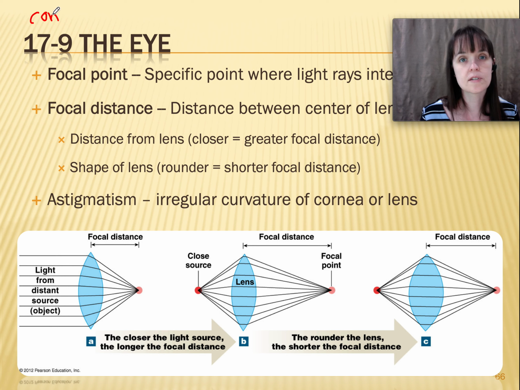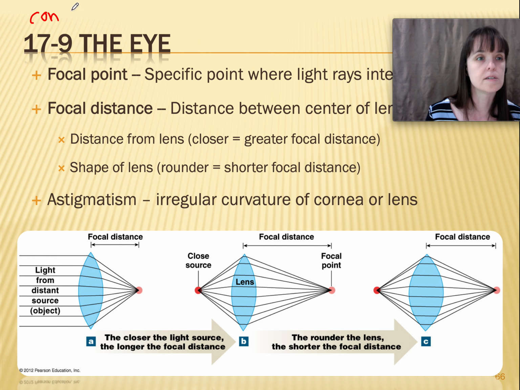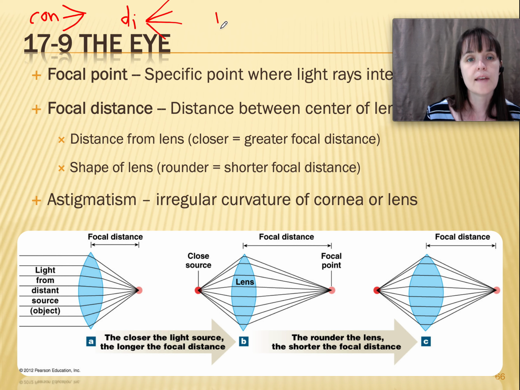Converge, and we'll do this left to right like we're reading English. Converge is when the light rays come together. Diverge is when the light rays spread apart. And then parallel, that's the sign for parallel.